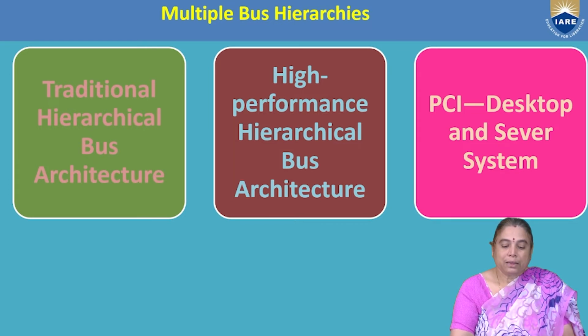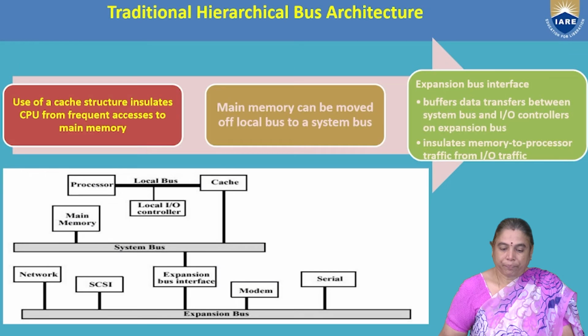The first one is traditional hierarchical bus architecture. The second one is high performance hierarchical bus architecture. Third one is PCI, desktop and server system architecture. So these are the three multiple bus hierarchies. The first one is traditional hierarchical bus architecture. So here the local bus is used in the traditional hierarchical bus architecture.